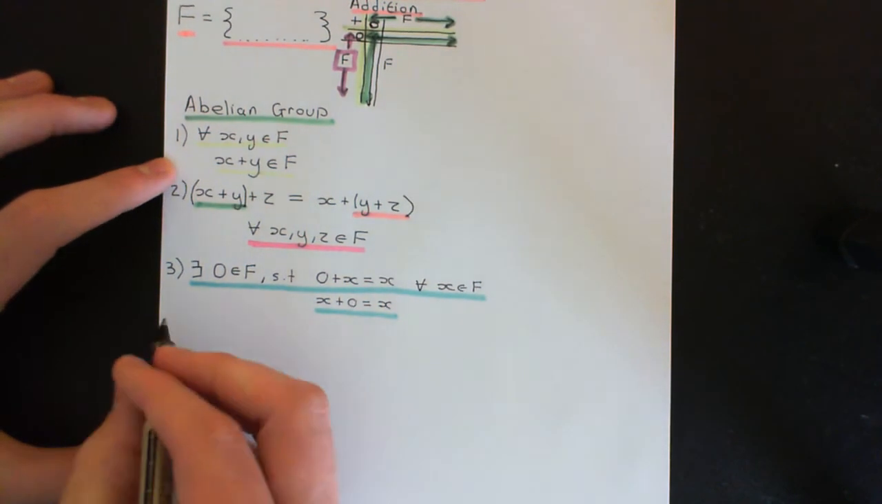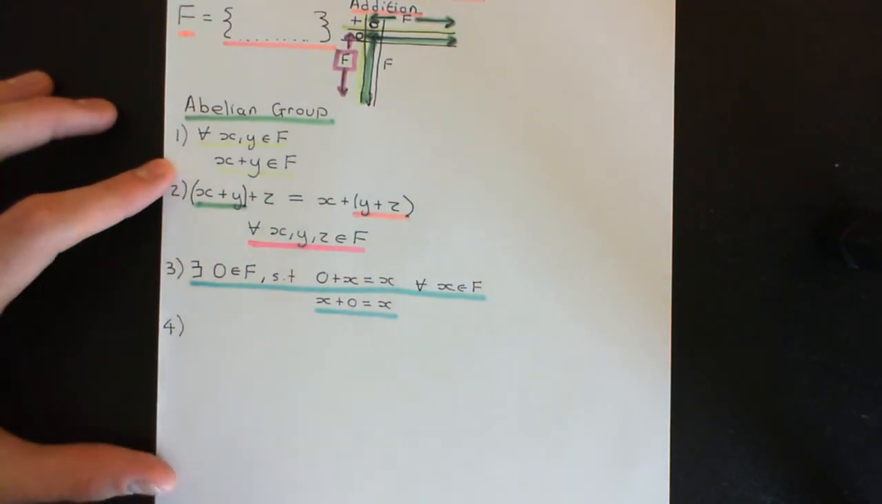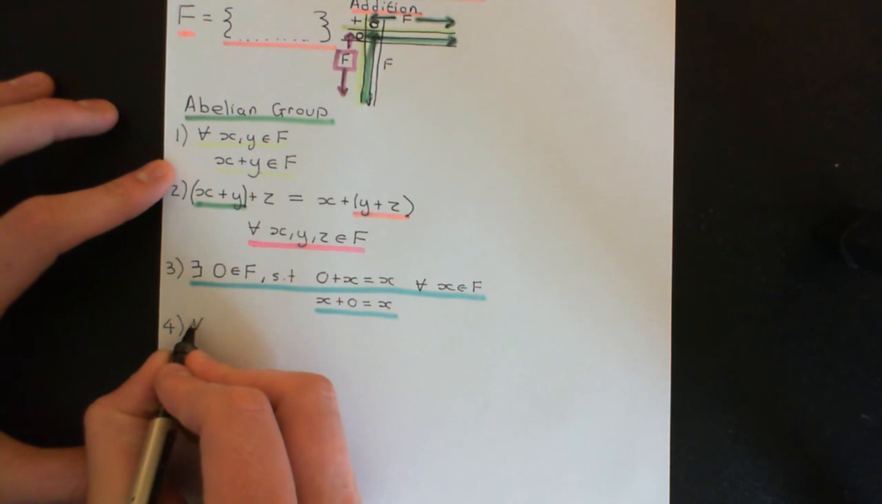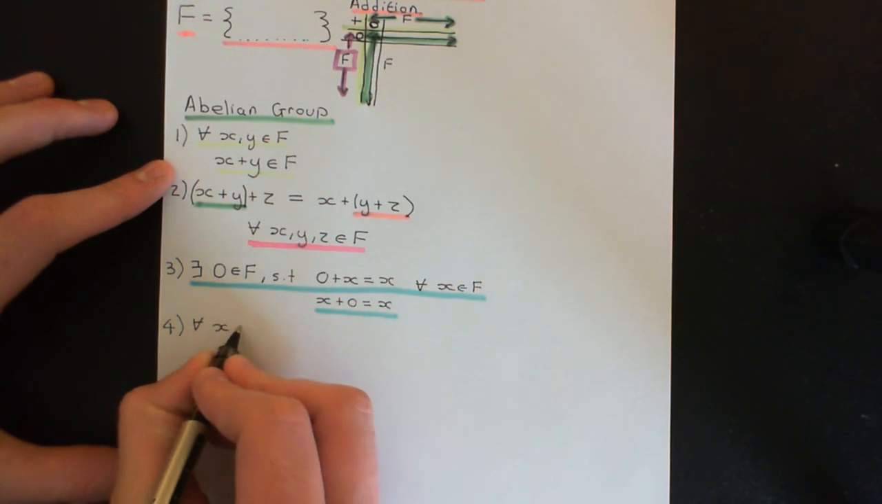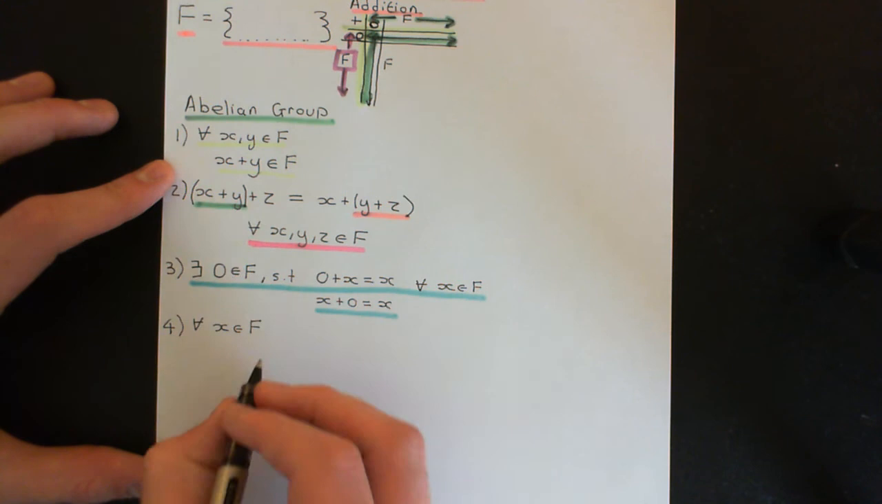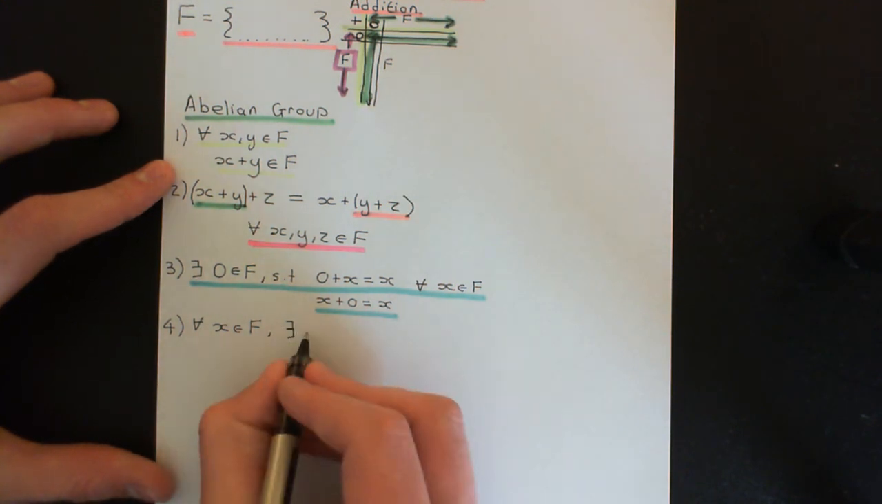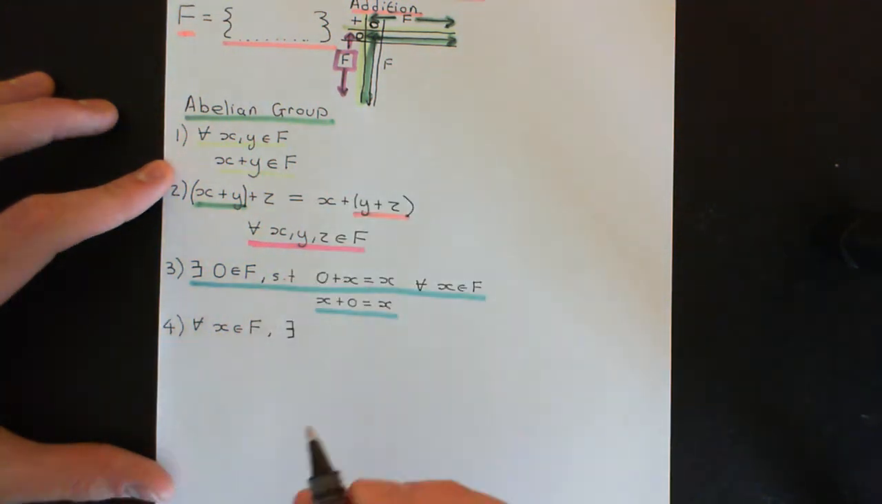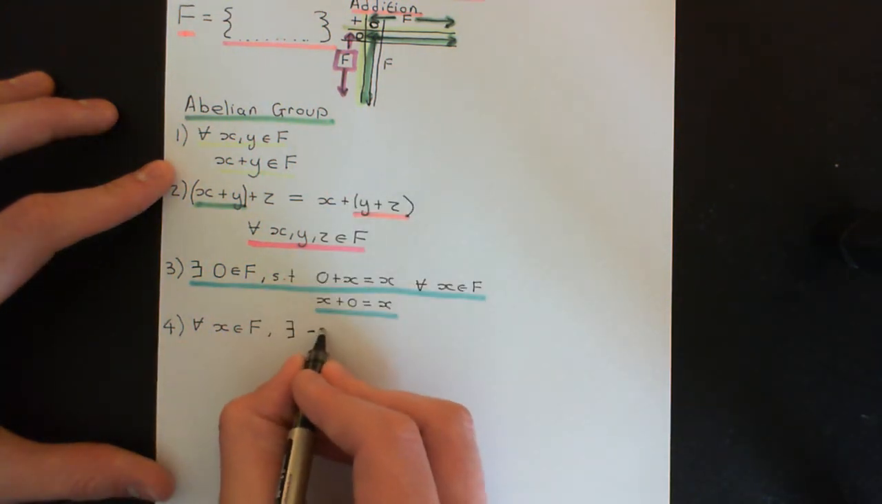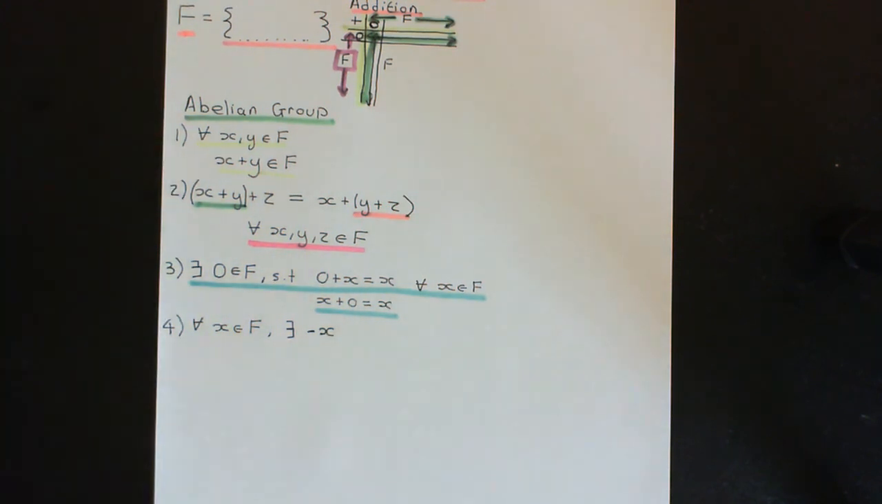Now let's go on to axiom number 4 of an abelian group. Axiom number 4 says that for all elements of the group, so for all little x an element of our set capital F, there exists another element which is the additive inverse, the inverse of this element under addition. The additive inverse of an element is denoted negative x. This is why subtraction, and indeed later on division, are not separate composition laws.